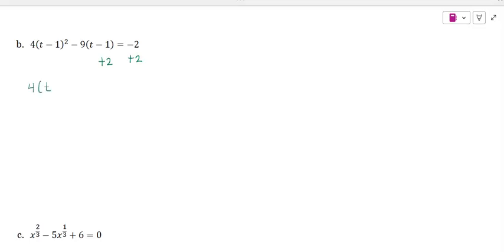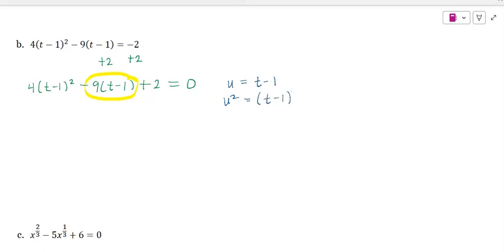We want to have everything equaling 0 before we start the process so that it looks like we have a middle term, which I was just referencing, because we want to choose our variable substitution to be based off that middle term. So in this case, u is going to be equal to t minus 1. And u squared is t minus 1, the quantity squared. So let's rewrite this to be 4 times u squared minus 9 times u plus 2 equals 0.